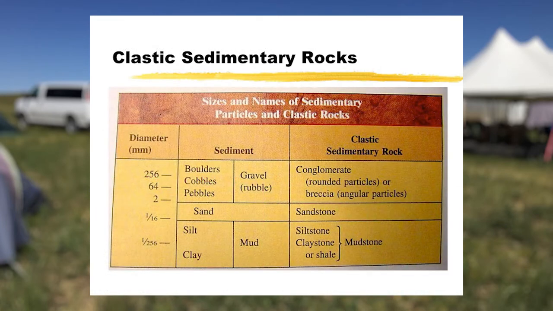Here is the Wentworth scale for the difference between clay and boulders and cobbles and pebbles. We call sand anything that has a diameter less than 2 millimeters, which is about that big. So sand typically is of a size you can see with the unaided eye. You don't have to chew a sandstone to find out that it's sandstone. You can just look at it.